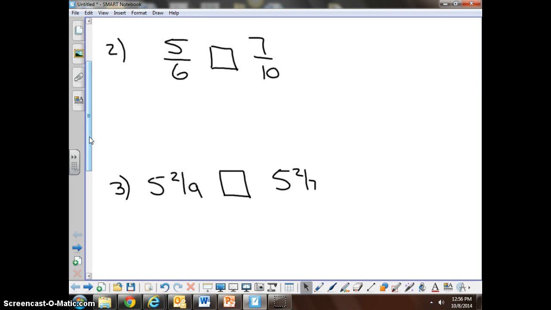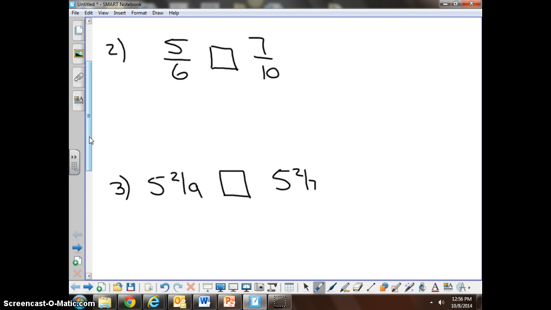Since we're ordering and comparing rational numbers, you are going to be given fractions, and your job is to decide which one's bigger, which one's smaller, and so on and so forth. You have 5/6 and you have 7/10. Your job is to get the common denominator, not make them equivalent fractions. That's impossible to do if they're not the same.